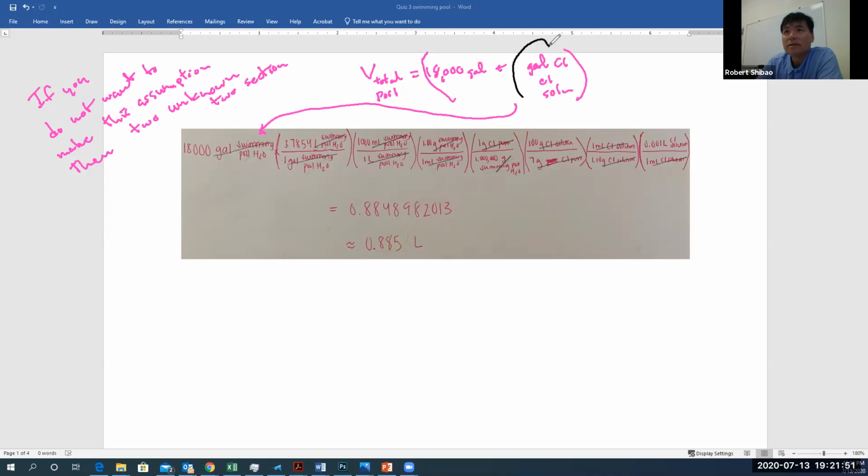So we're going to call this X equals X. What I'm going to plug in here, rather than plugging in 18,000 gallons, is 18,000 gallons of pool water plus X gallons of chlorinating solution. That's going to give me the total volume of the pool, and that way I can calculate the correct amount of chlorine required for that.